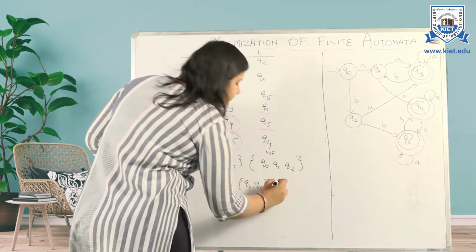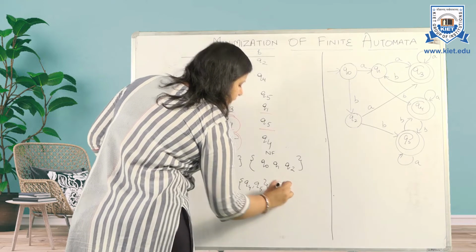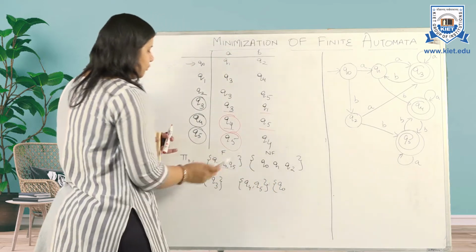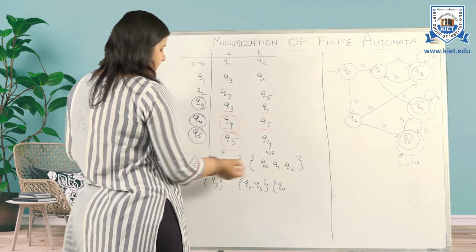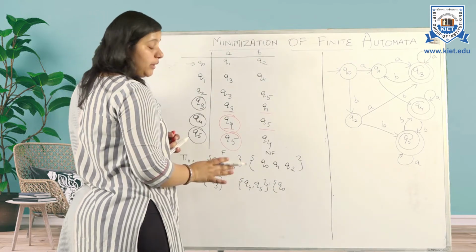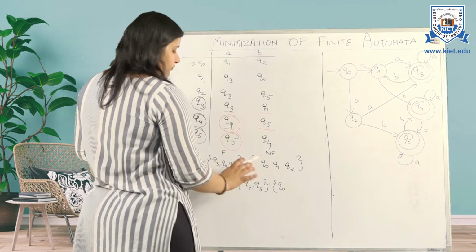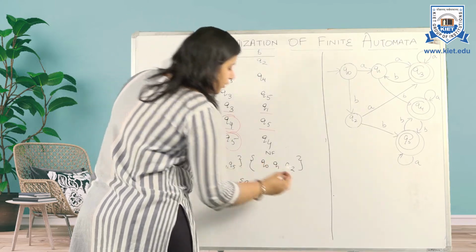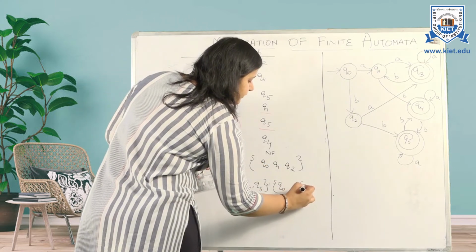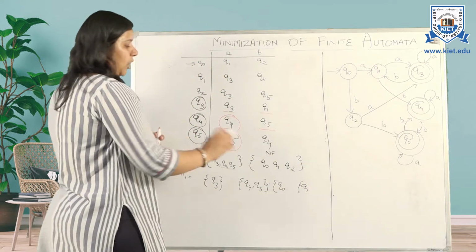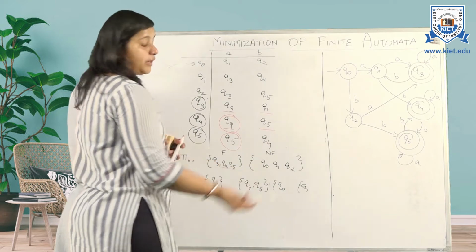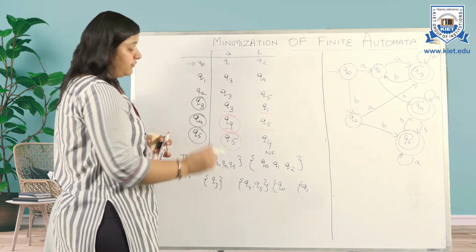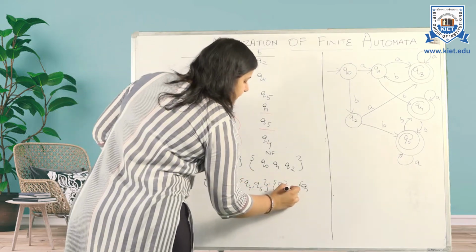Next, non-finals, we will follow the same process. Q0 with Q1, and Q1 and Q3. Q1 is here, Q3 is here. They are not equivalent. So we will not put Q0 and Q1 in the same set. Now Q0 and Q2: 1 and 3 are not in the same set, right? So we will not make it in the same set.